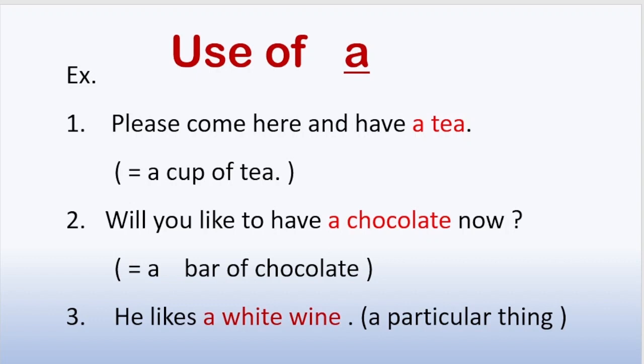Similarly, will you like to have a chocolate now? A chocolate means a bar of chocolate. Number 3, he likes a white wine. A white wine, that refers to a particular thing.